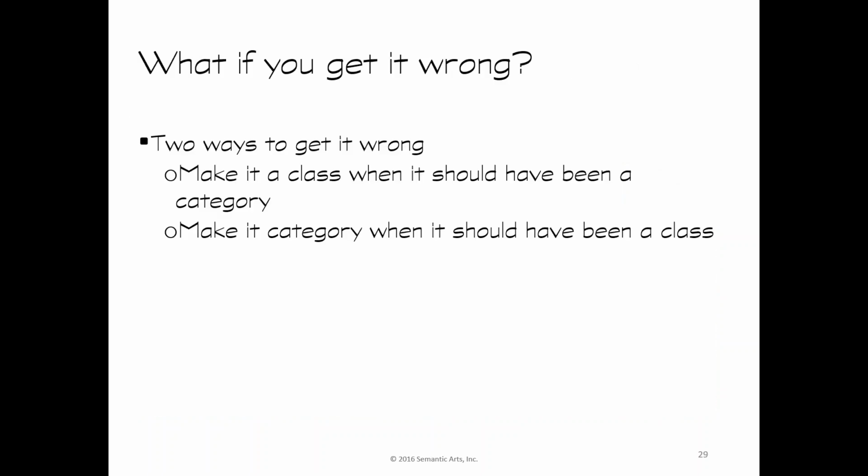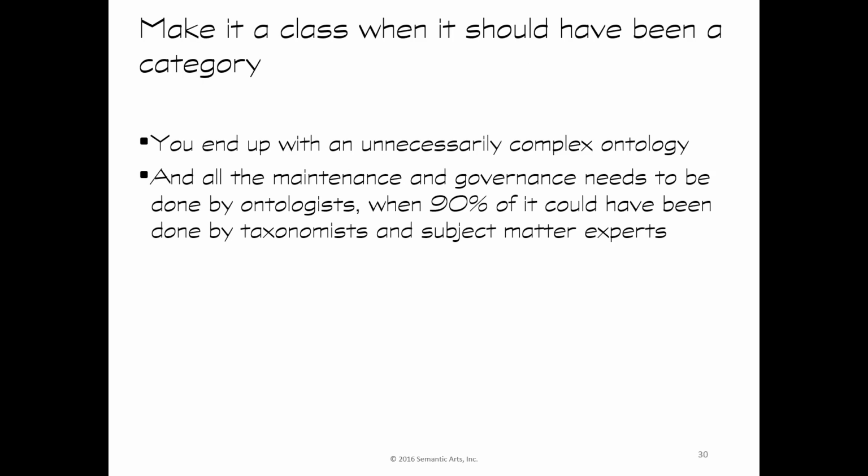But as you go down this path, because there's a design decision, there's a possibility to get it wrong. And there are two ways you can get this wrong. One is if you make something a class when it really could have been a category. The other is if you make something a category when really it should have been a class. I want to go through the implications of each of these ways of getting it wrong, which leads to a strategy for determining this. If you make something a class when it should have been a category, it's kind of hard to reverse this.